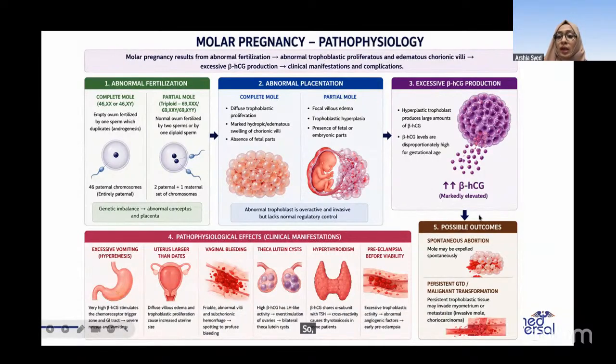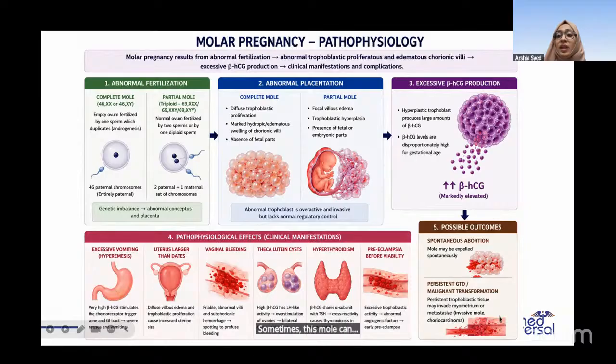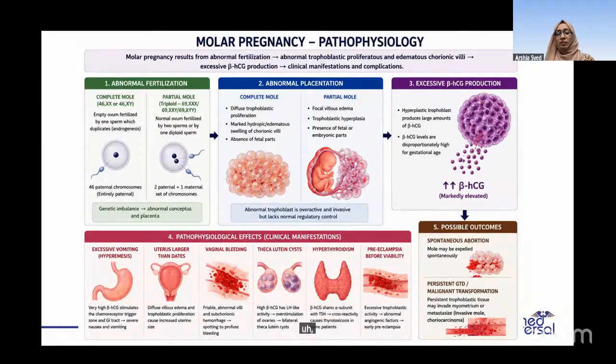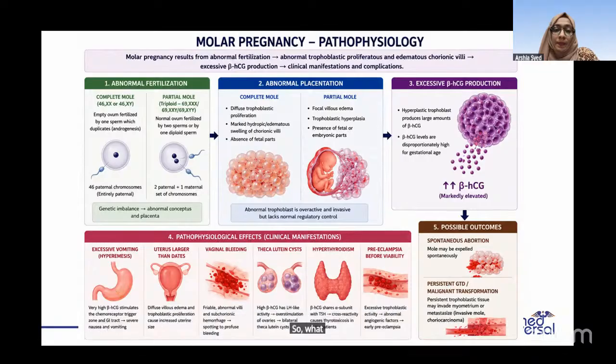As a result of this, either this sort of pregnancy will spontaneously get aborted, the mole may be expelled spontaneously, or sometimes this mole can invade through the myometrium. That is the persistent trophoblastic tissue or an invasive mole. Sometimes there is marked duplication. Malignancy is always rapid multiplication, isn't it? So here also, if rapid multiplication starts, it's going to lead to malignant transformation or choriocarcinoma.